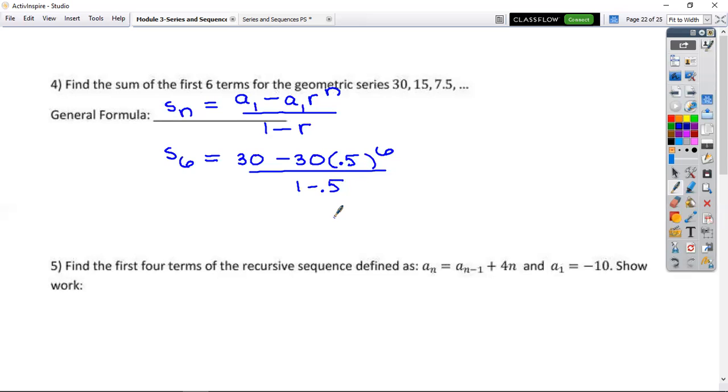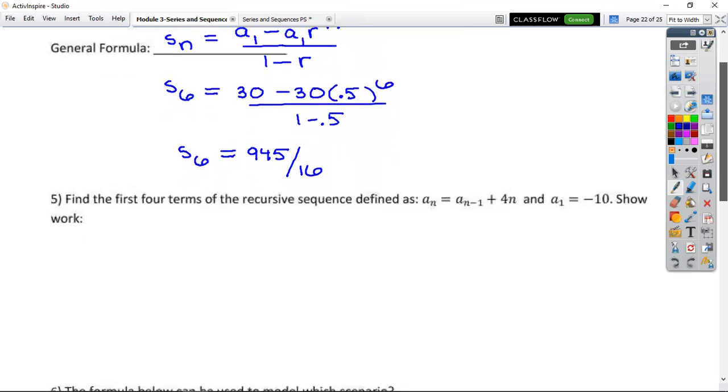Because it terminates, you might as well just use the decimal. It's easier to type. Again, I don't need to see any further work. You can get right to the answer at this point. So 30 minus 30, parentheses 0.5 raised to the 6th, all over 0.5. Math, enter, please. And the sum of your first 6 terms is equivalent to 945 over 16. That's how you would see it as a multiple choice question. It's always converted to a fraction.